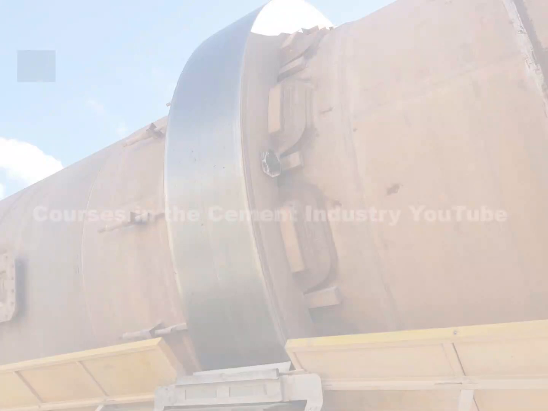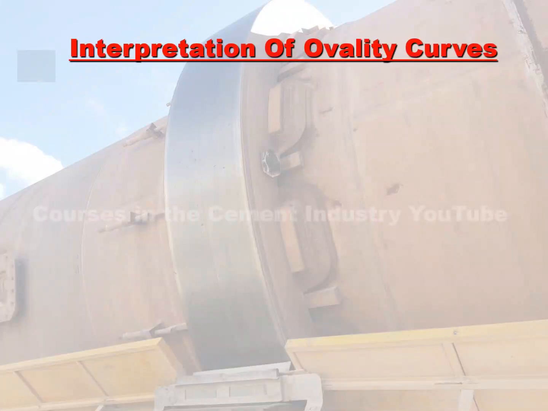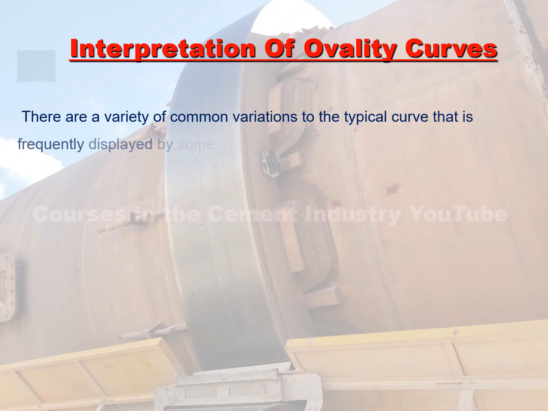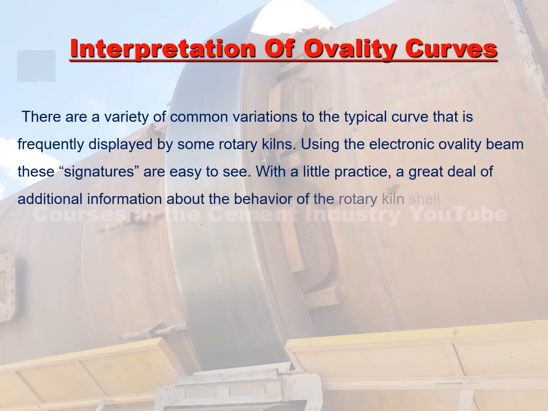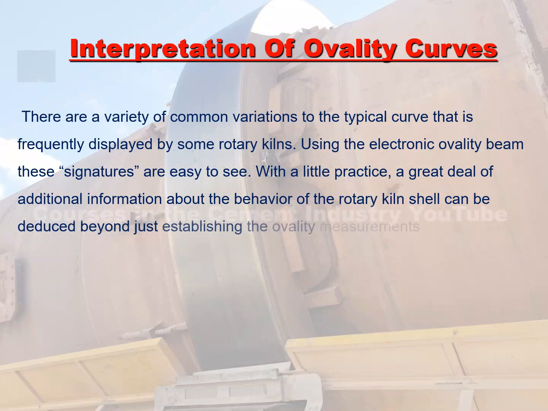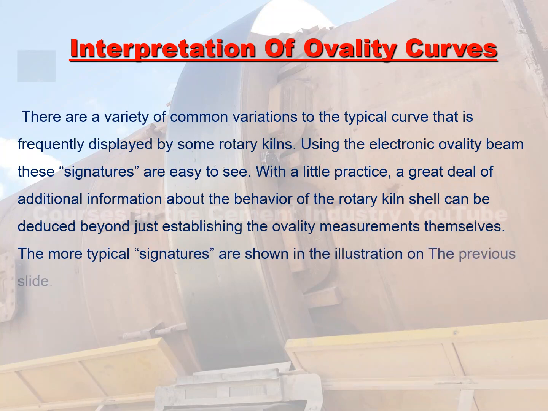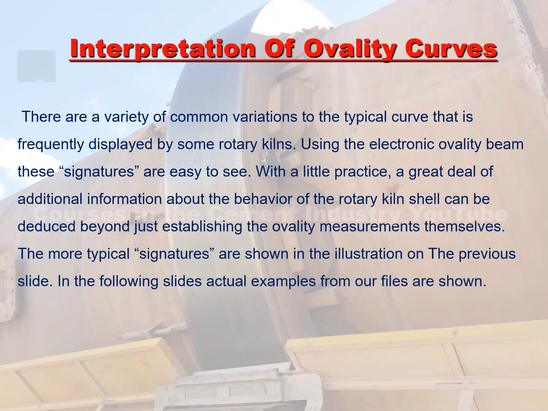Interpretation of ovality curves. There are a variety of common variations to the typical curve that is frequently displayed by some rotary kilns. Using the electronic ovality beam, these signatures are easy to see. With a little practice, a great deal of additional information about the behavior of the rotary kiln shell can be deduced beyond just establishing the ovality measurements themselves. The more typical signatures are shown in the illustration on the previous slide. In the following slides, actual examples from our files are shown.